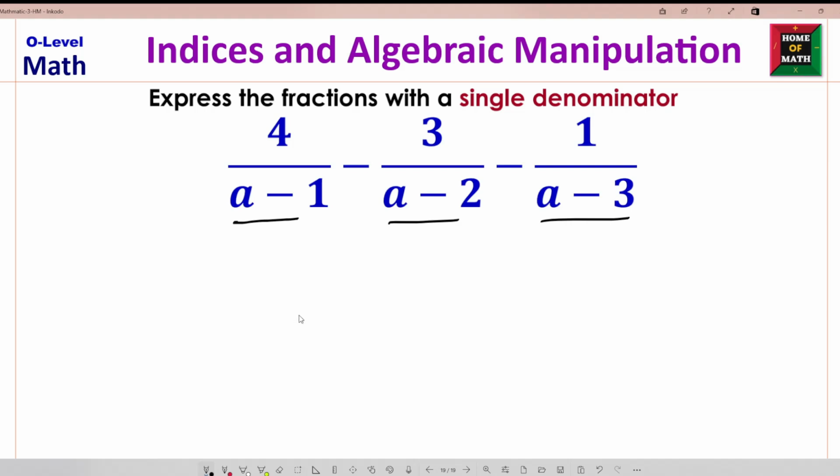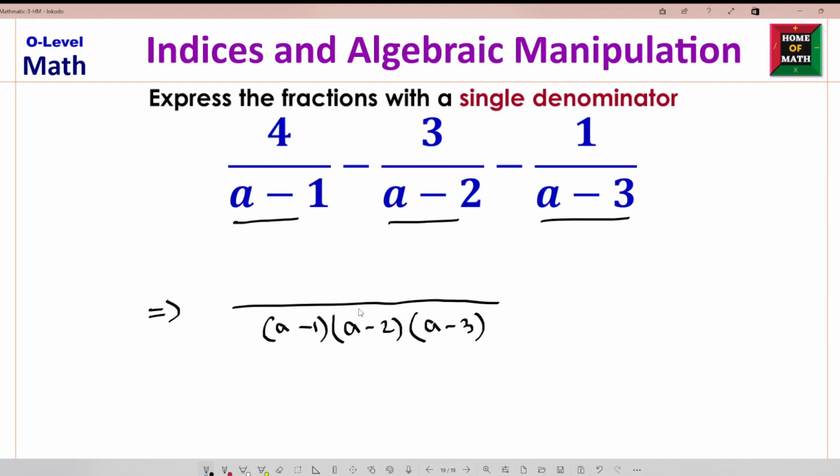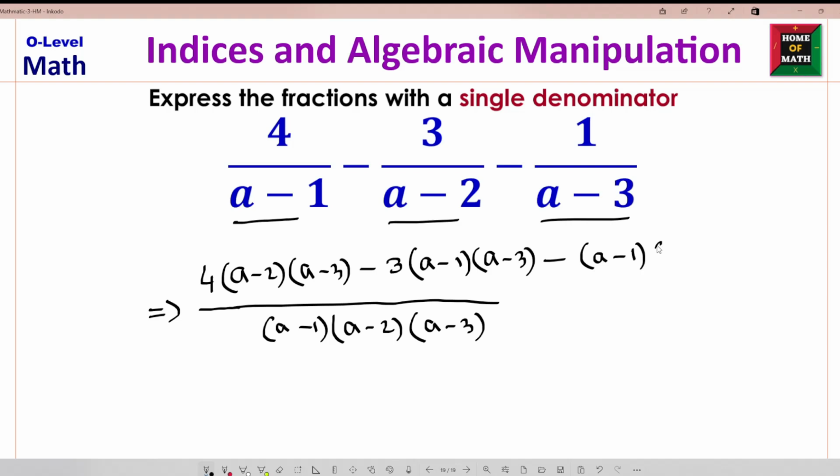We can make it a single denominator. So this denominator LCM is a minus 1, a minus 2 and a minus 3. So once we divide, here is 4 times a minus 2 into a minus 3, minus 3 times a minus 1 and a minus 3, minus, here is 1, so we can just write a minus 1 and a minus 2.